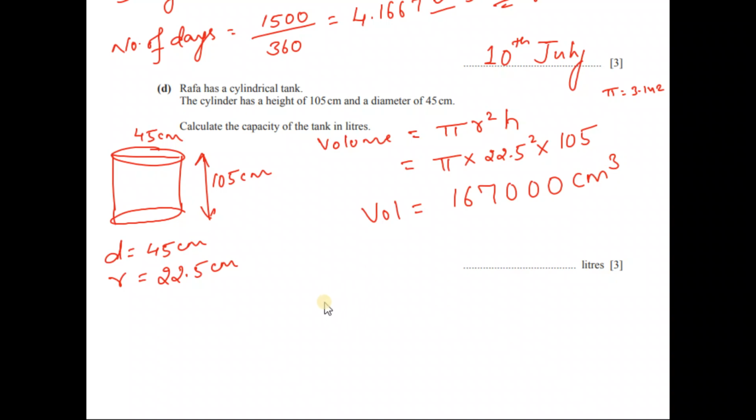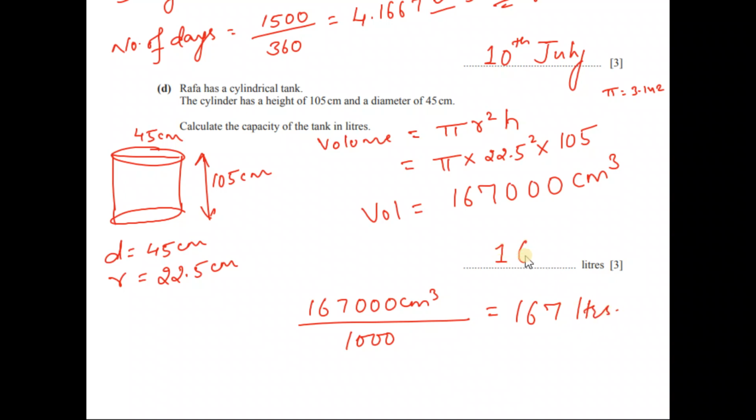Now it's a very simple thing to convert centimeter cubed to liters. You just have to divide it by 1000. So 167,000 cm cubed will be divided by 1000, and you will be getting 167 liters. Okay, so that's our answer. 167 liters of water she'll have in her cylindrical tank. So that's the capacity of the tank in liters.